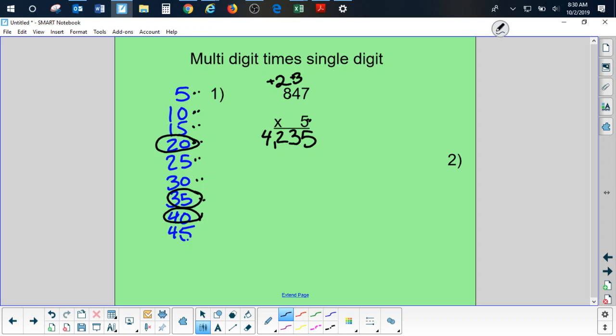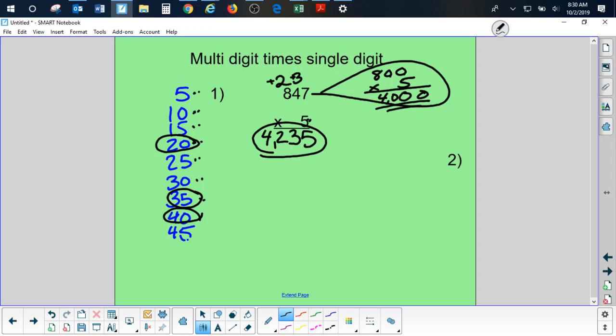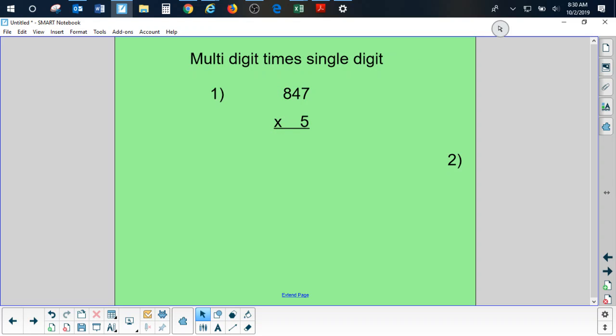We usually encourage students to at least get an estimate beforehand too, to know where your answer should be around. So 847, we would round to 800. And we're still multiplying it by 5 in this case. Since there are 2 zeros, I need 2 zeros in my answer. 5 times 8 is 40. So we know our answer should be somewhere around 4,000. Our answer is close to 4,000. So getting an estimate really helps us know we're around the right area.